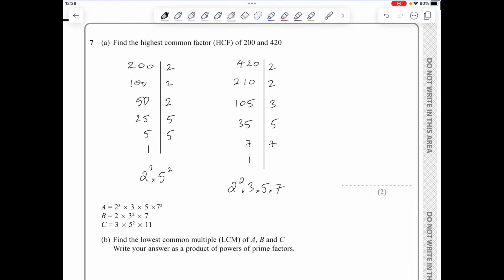power of 1 times 7. So to find the highest common factor, you multiply all the common prime numbers to their lowest powers. So I get 2 to the power of 2 times 5 to the power of 1. This will come out to be 20. Note that the mark scheme accepts both 20 and the product of the prime numbers as final answers.